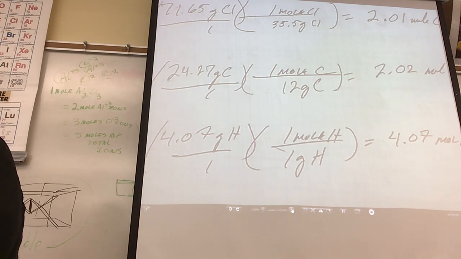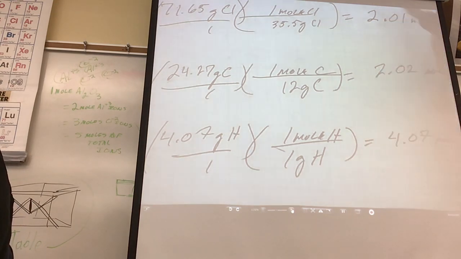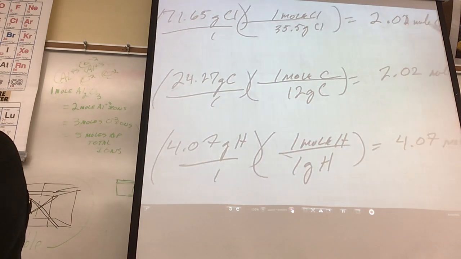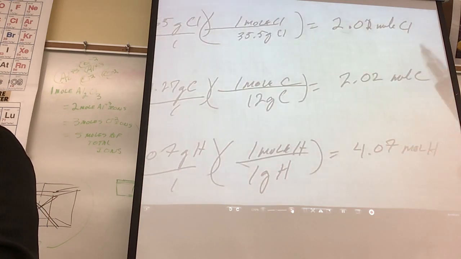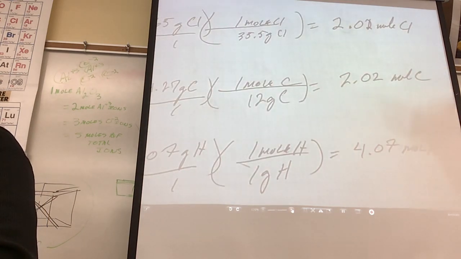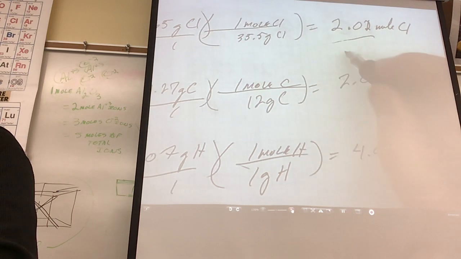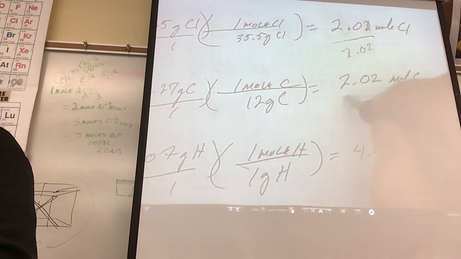Now, did everybody get 2.01 moles? Did everybody get 2.02 moles of carbon? 3 sig figs. Is this a 2? Okay, sorry. And then if everybody gets something like 4.07 for the last one? Okay, now, even though these are close enough to whole numbers, I could do that. Let's just go ahead and divide by the smallest of the 2, just so we get in the habit of doing that.